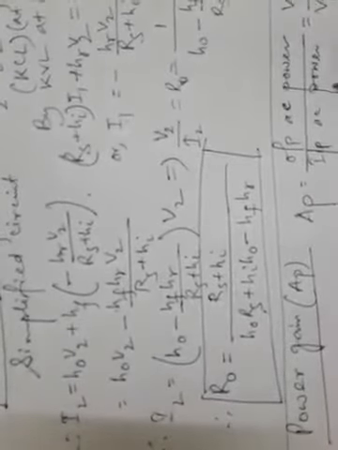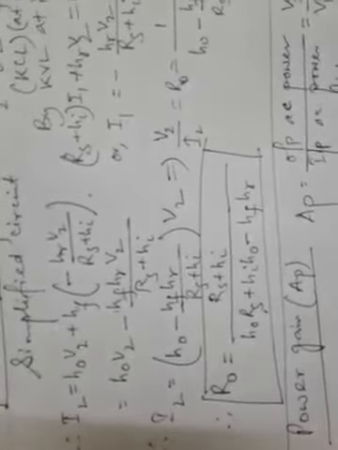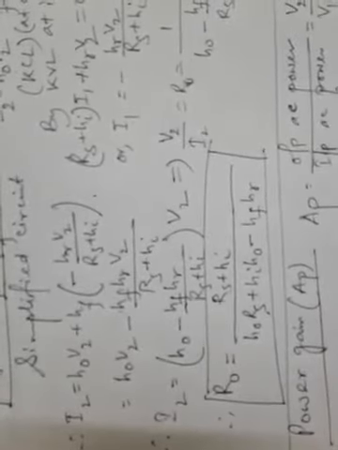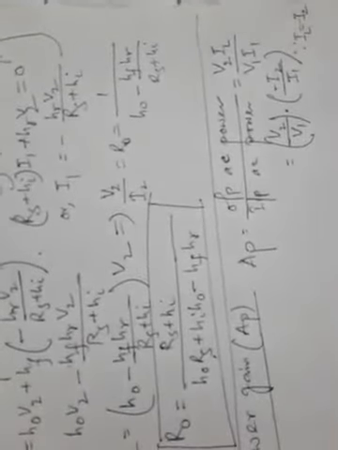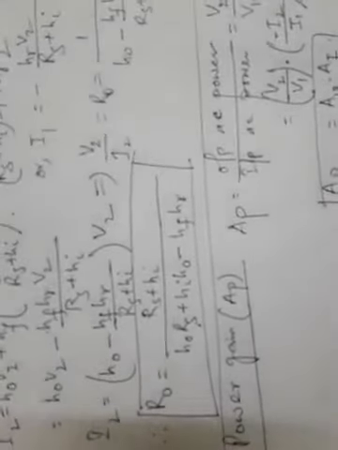So we can write this as V2 by V1 into IL by I1. IL means minus I2, since IL is minus I2, so minus I2 by I1. So this V2 by V1 is nothing but AV, voltage gain, and minus I2 by I1 is current gain AI. So from here we can say that the power gain AP is the product of voltage gain and current gain. This is one of the basic expressions.